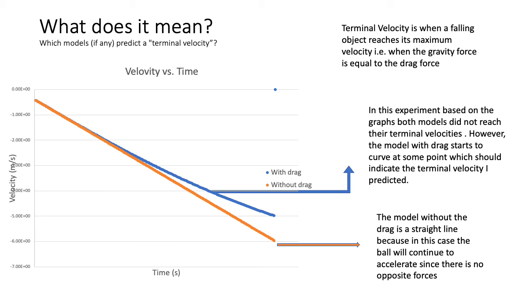However, both of the graphs didn't reach their maximum velocity in this experiment. For the one without drag, it's a straight line because the ball is expected to continue to accelerate since there's no opposite force acting on it.